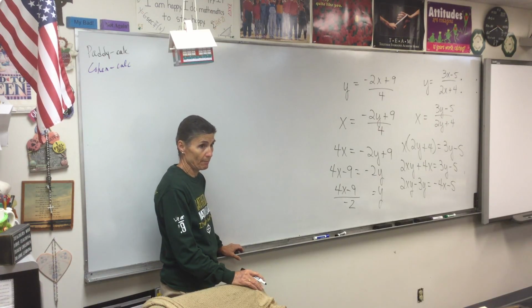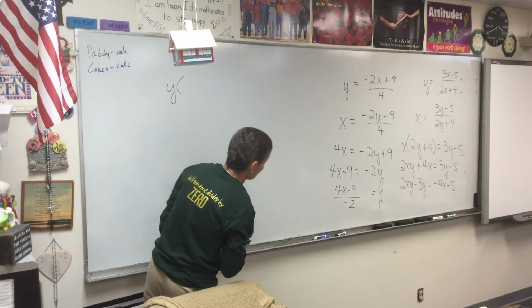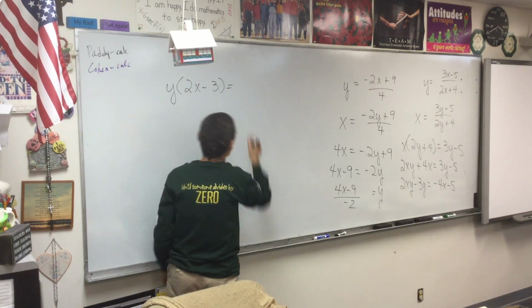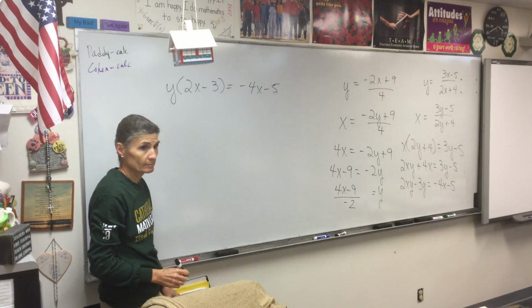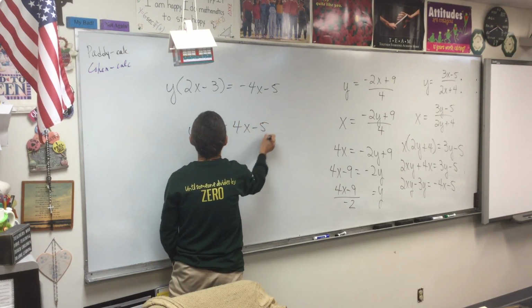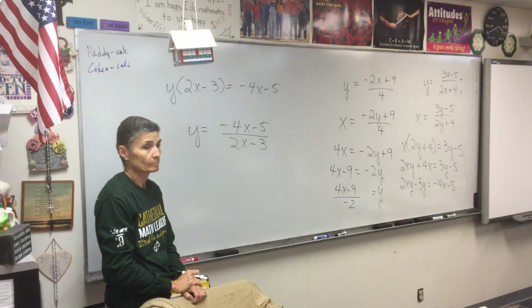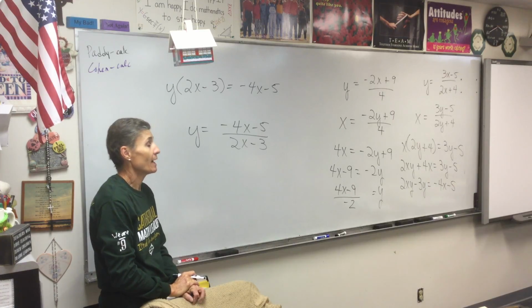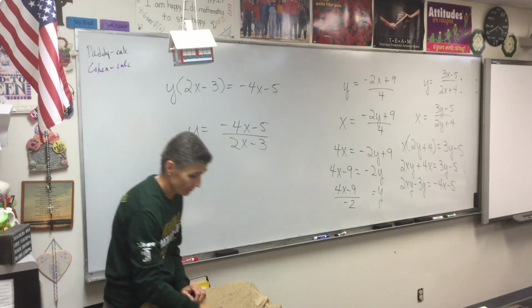Now who remembers what happens? Pull out the y's. So I'll have 2x minus 3 equal to negative 4x minus 5. Now, Bryn, I'll divide. And there is my inverse. Now, we spent a lot of time in class doing a lot of examples of that. So you better go back and review if you don't remember.